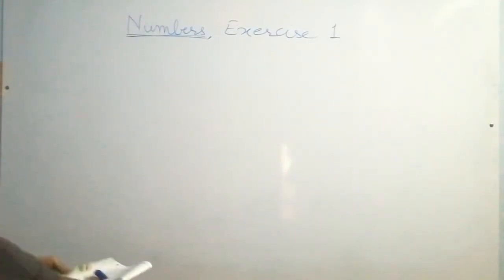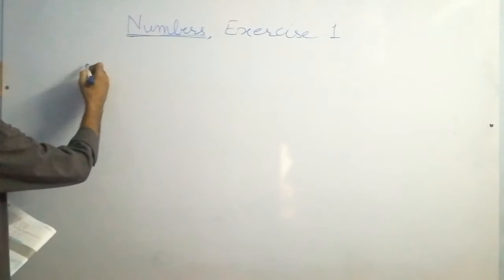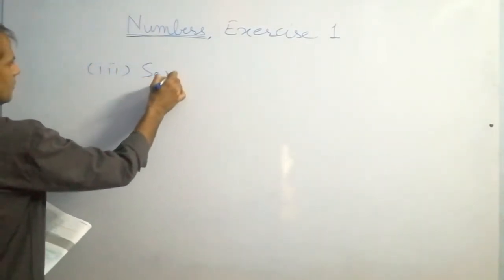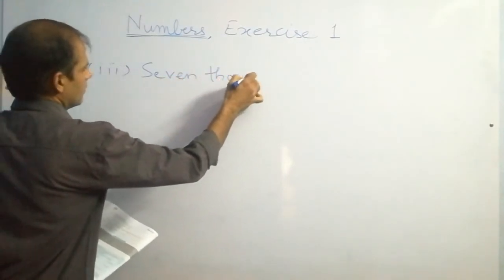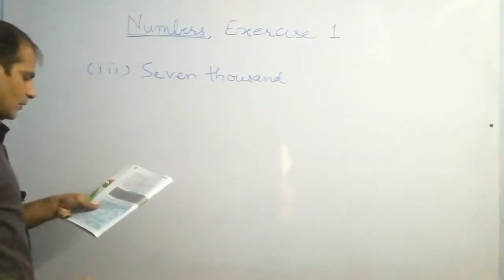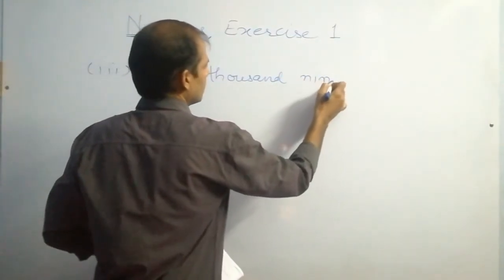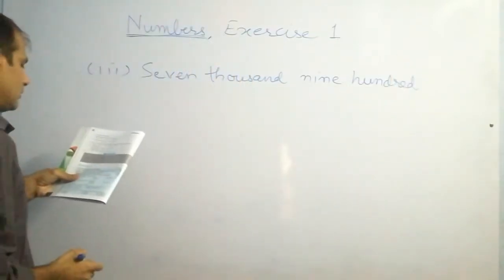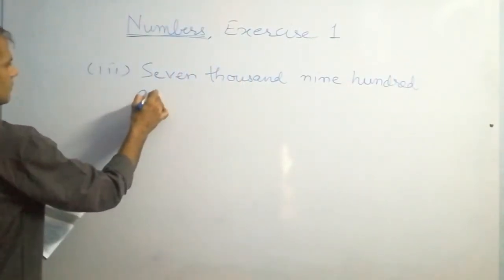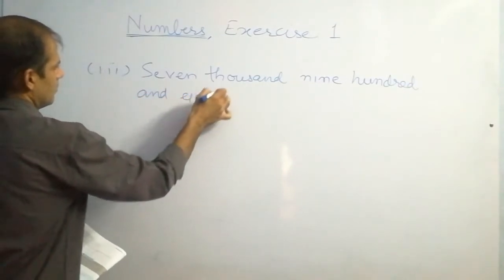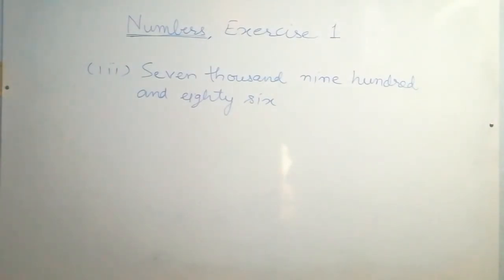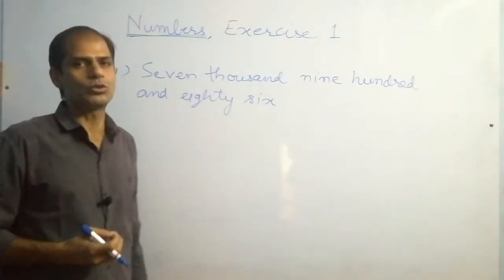Okay, third part is 7000, 900, 7,986 and 86. Now see again, the highest position is 1000, means इसमें 1000 के बाद आगे कुछ नहीं है.